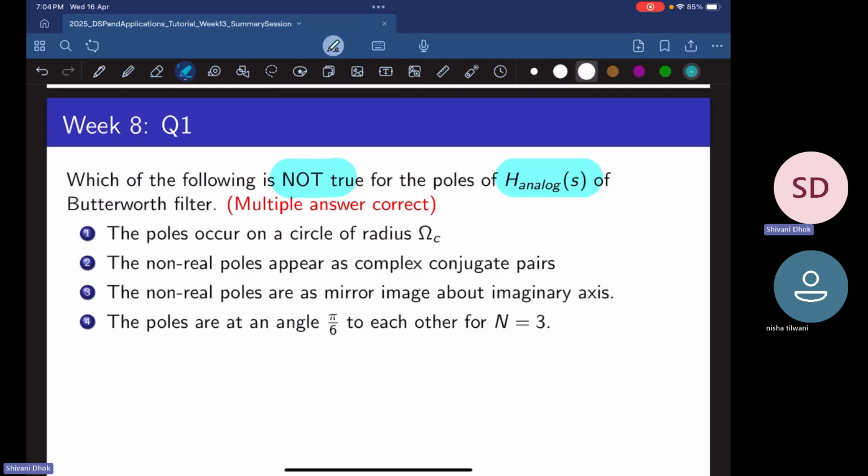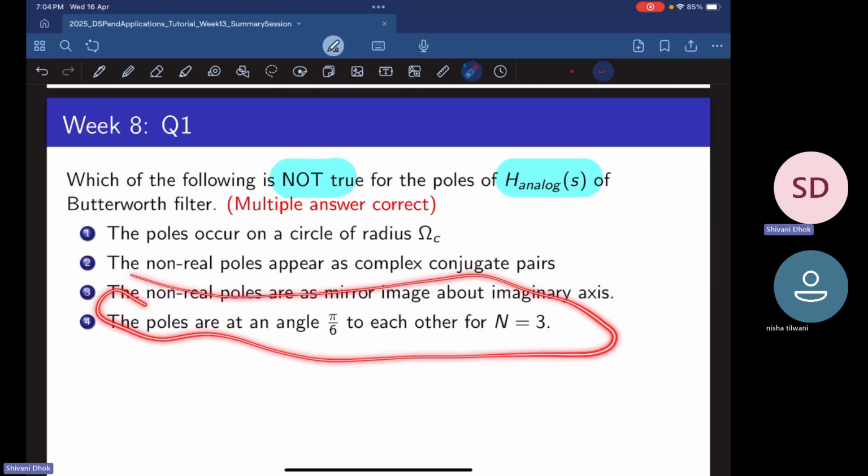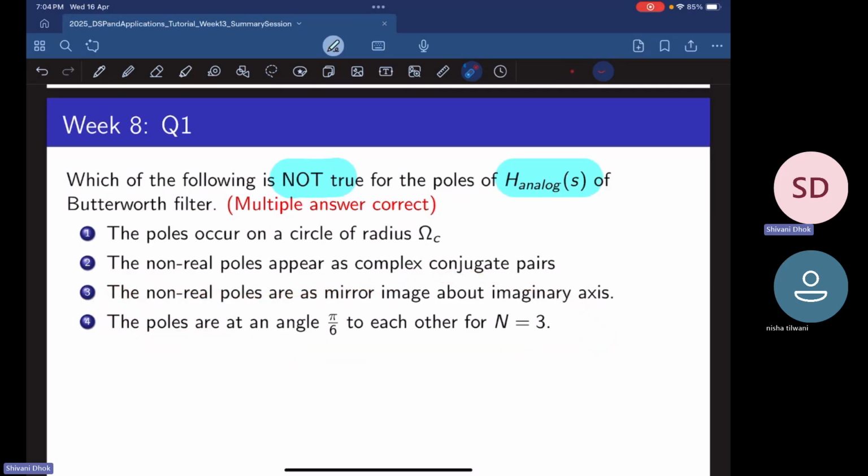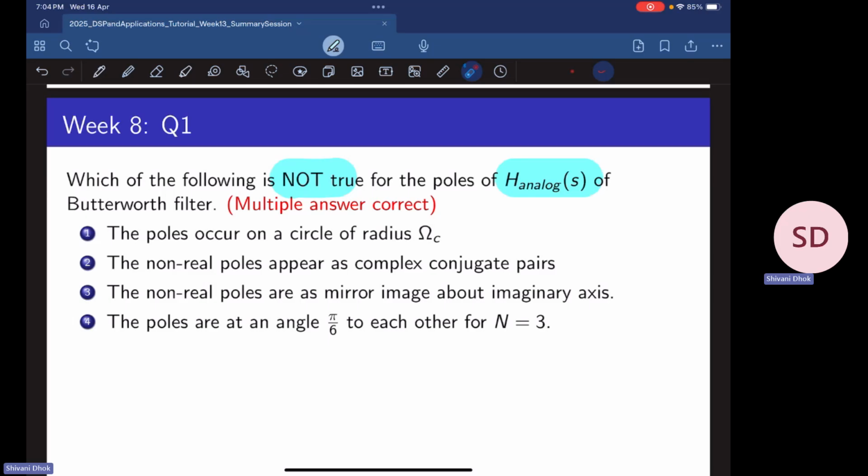There are 4 options. The first option is the poles occur on a circle of radius omega c. The second is the non-real poles appear as complex conjugate pairs. The third option is the non-real poles are mirror images about the imaginary axis. And the fourth option is the poles are at an angle of pi by 6 to each other for n equal to 3, where n is the order of the filter.